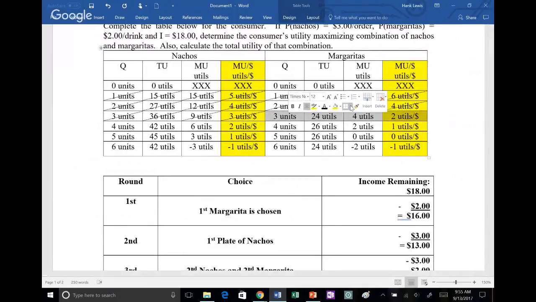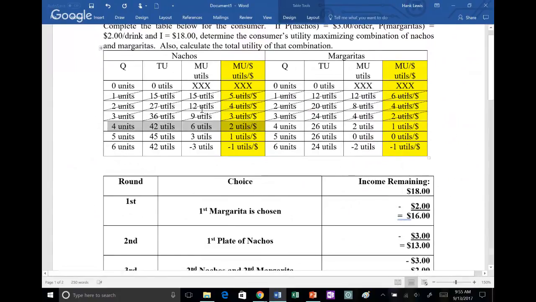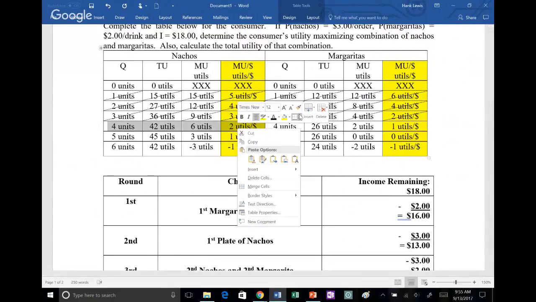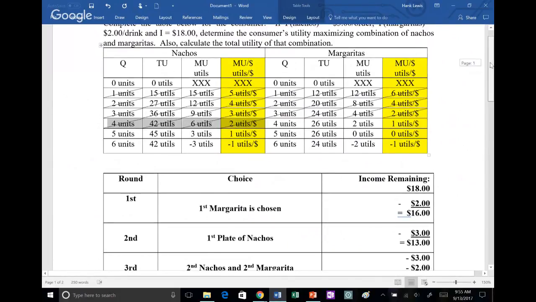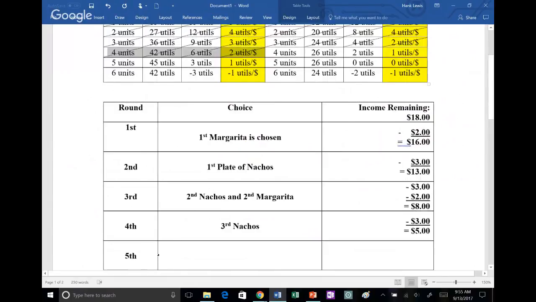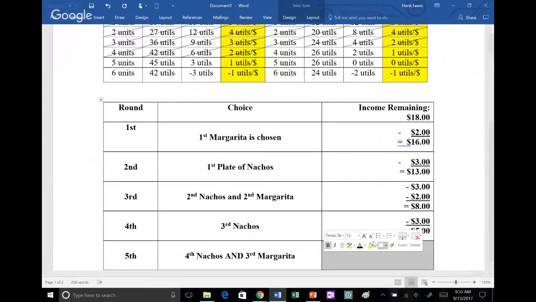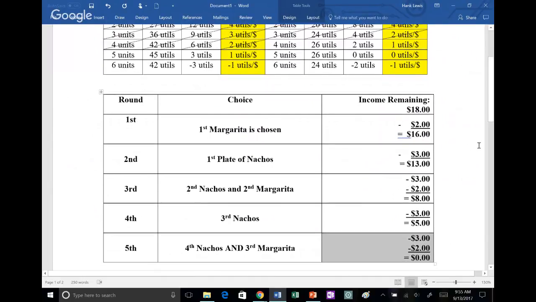And so I'm going to go ahead and slash these out, and then we're going to wrap up the problem in just a minute here. We're going to cross out those 2 values because those have now been bought. Okay. We're going to make sure in our table down here, we itemize the fact that the 4th plate of nachos and the 3rd margarita have been bought. 5 minus 3 minus 2 is equal to $0, and the process is completed as far as determining this.